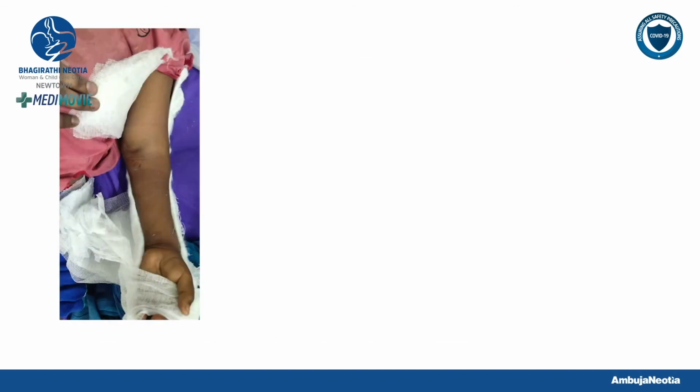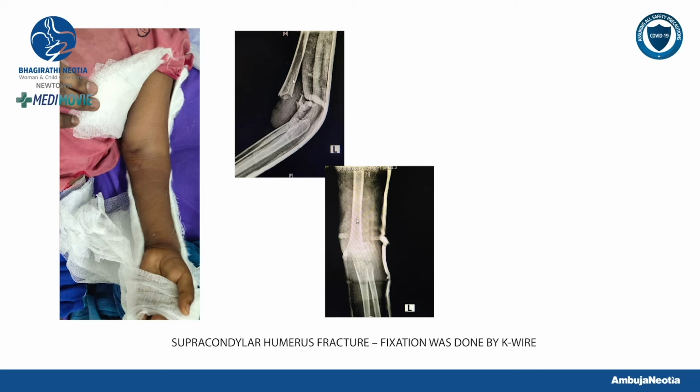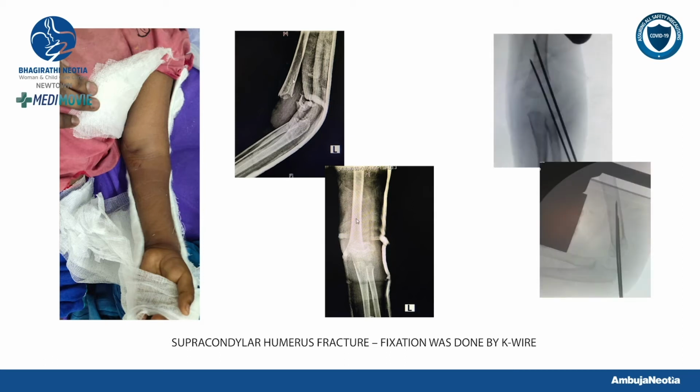This is one more fracture, which is known as a supracondylar humerus fracture. This is the most common fracture in the pediatric age group. The point to be noted here is the ecchymosis, which is present in the anterior aspect of the elbow. This is a grave sign. If this is present, you have to immediately rush to the hospital. This is how we have fixed it.